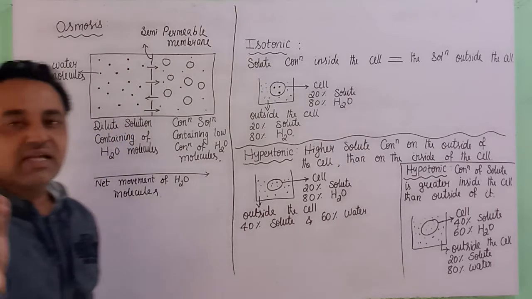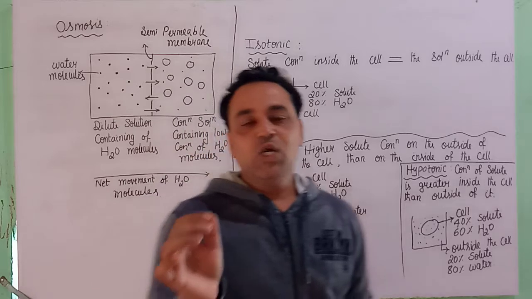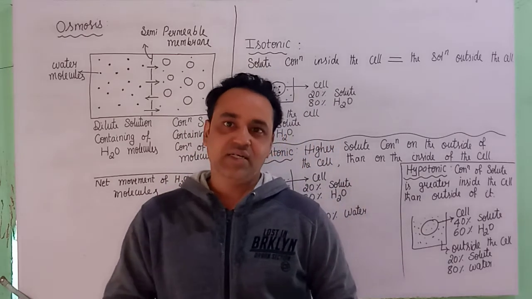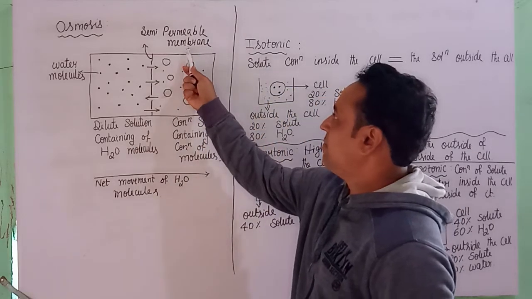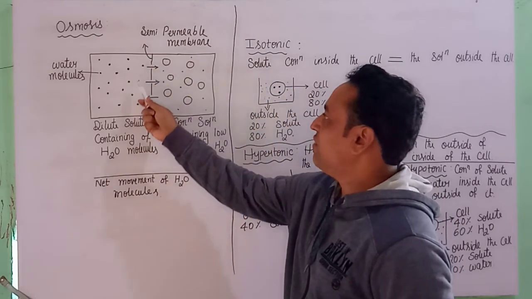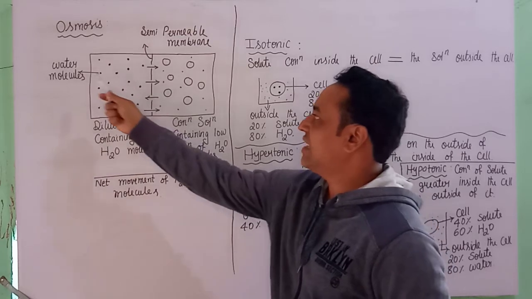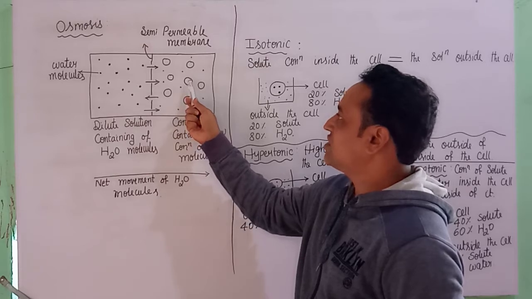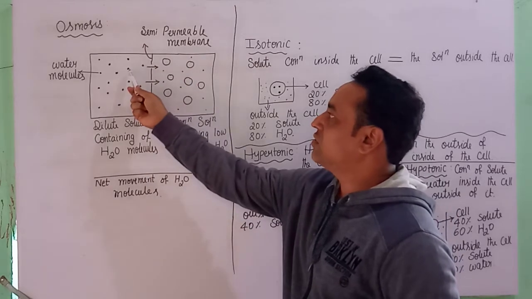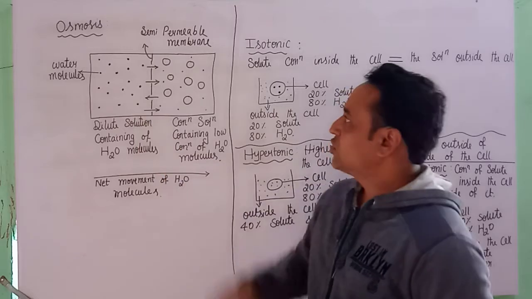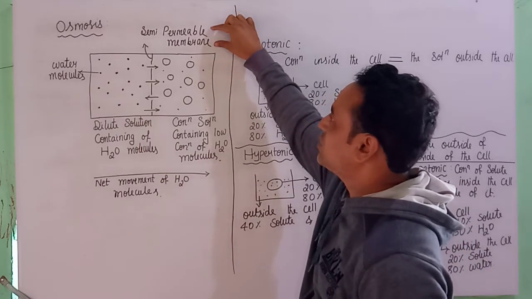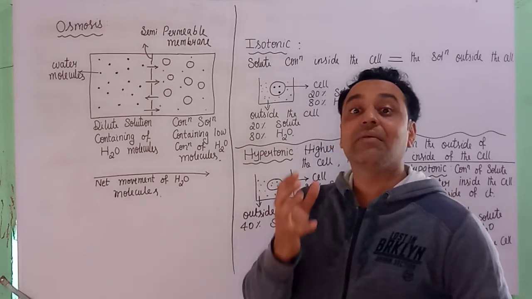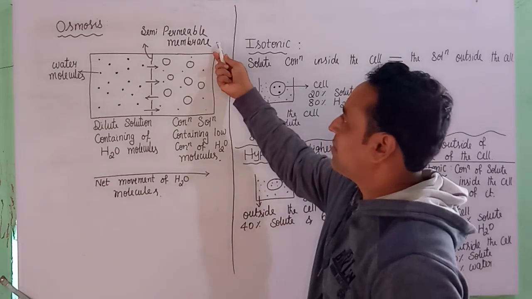And remember students, a semi-permeable membrane is the membrane which allows the movement of only solvent molecules, for example water molecules, but not the solute molecules, because solute molecule size is bigger in comparison to the solvent molecule size. Usually in this process we use a membrane like parchment paper or cellophane or pig bladder, which can be used as a semi-permeable membrane.